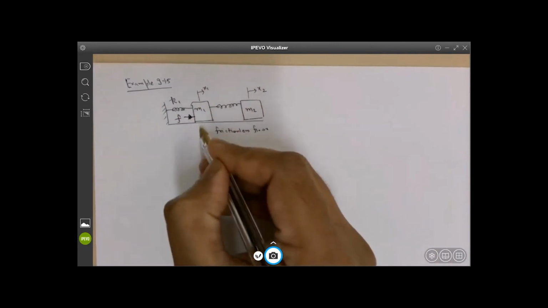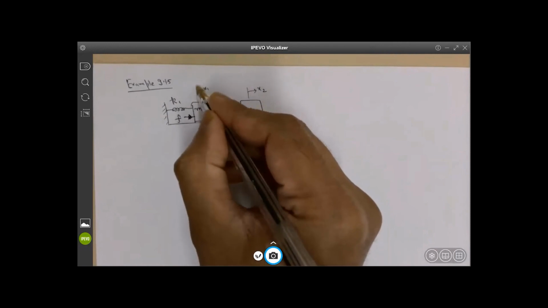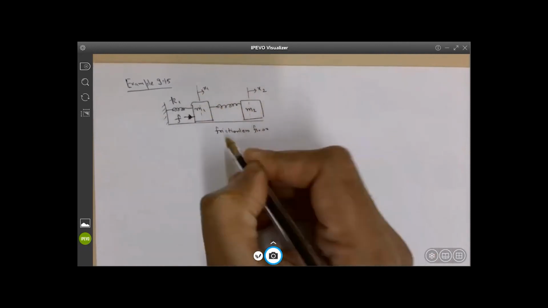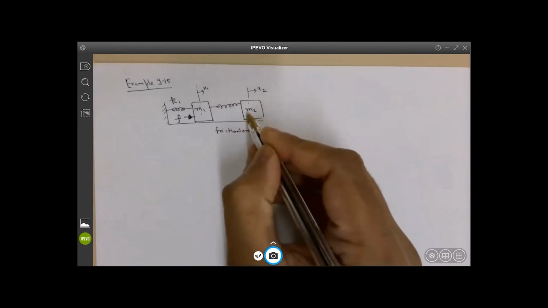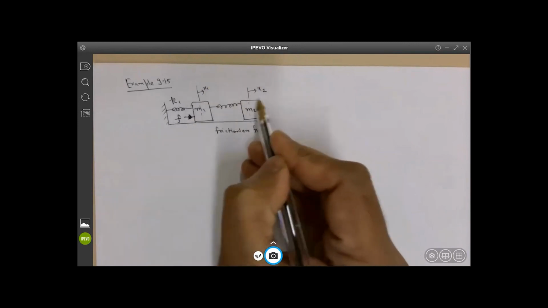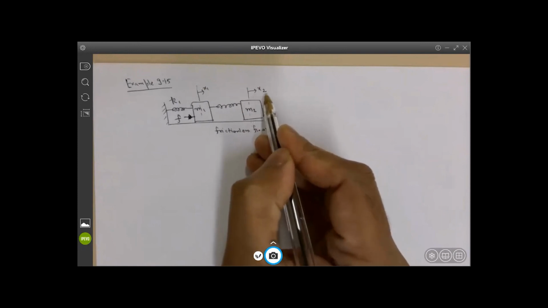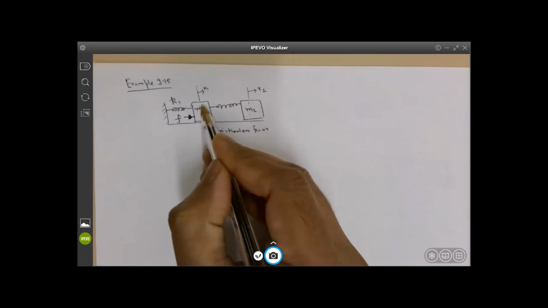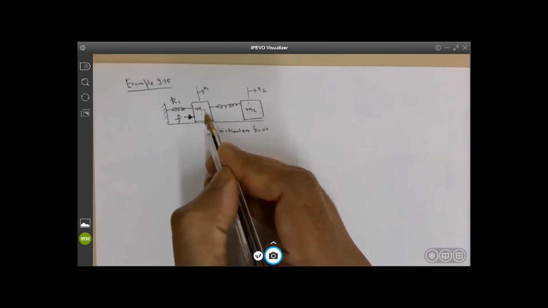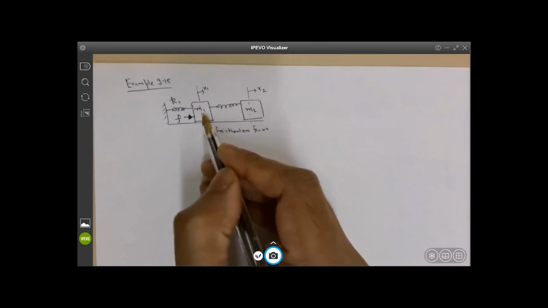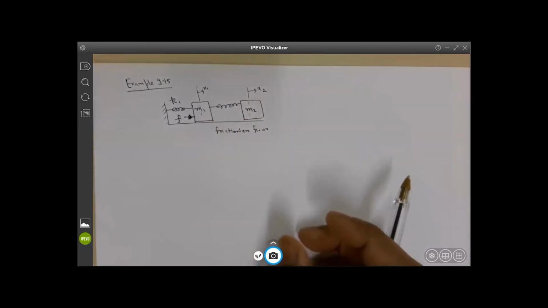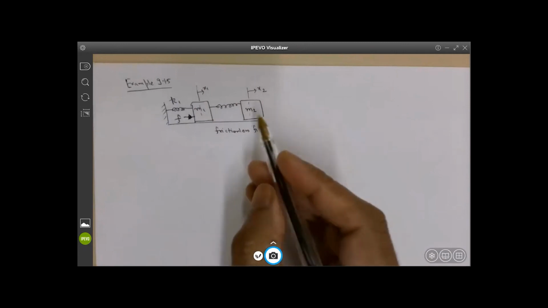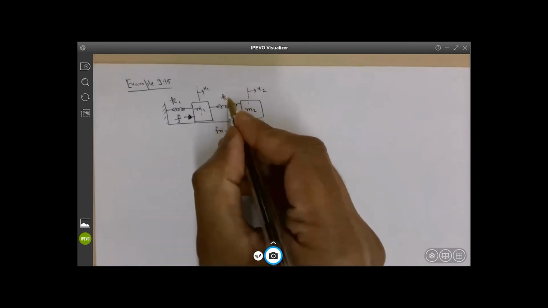X1 represents the origin of mass m1 at time 0, and this is mass m2 at its position at time 0. From here, wherever it is displacing, that displacement is given by x2 for mass m2, and x1 is measured from this reference system, representing the position or displacement of mass m1.